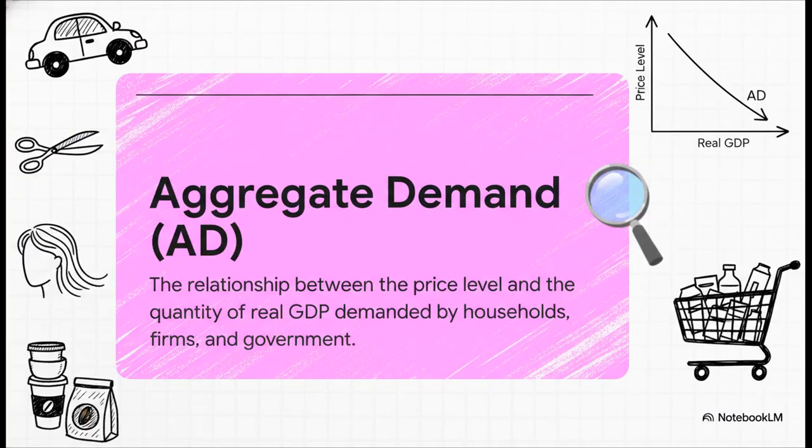Now, what's really important to get is that aggregate demand, or AD for short, isn't about the demand for one thing, like coffee or cars. Nope, we're talking about the total demand for everything added together. It shows us how much stuff the entire country will buy at different overall price levels.